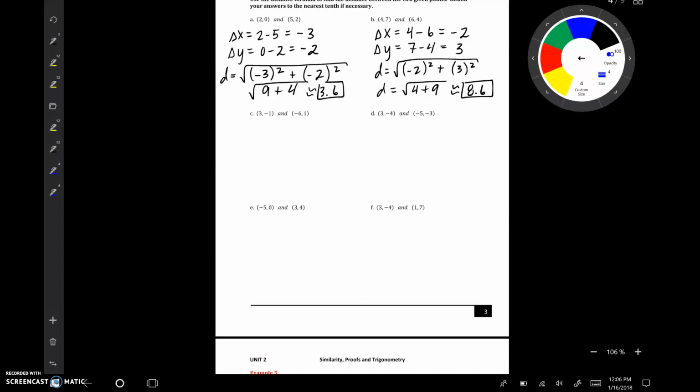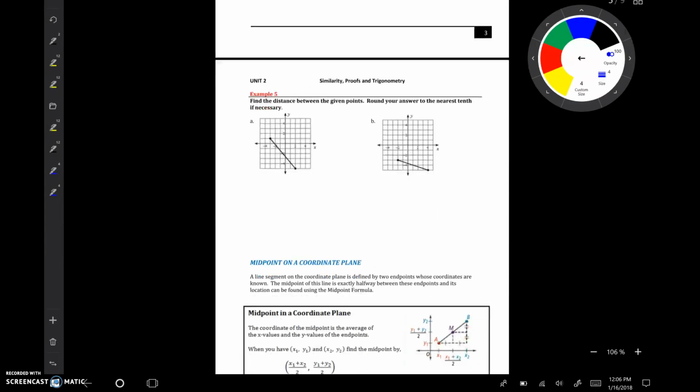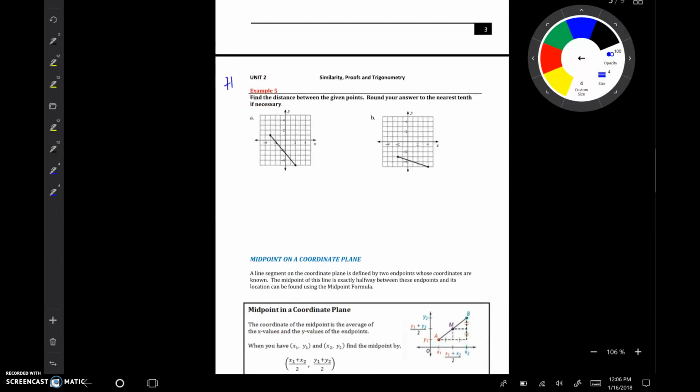Okay, so we'll complete example 4 in class, but I do want you for homework to complete example 5. And then you do not have to move further in the packet.